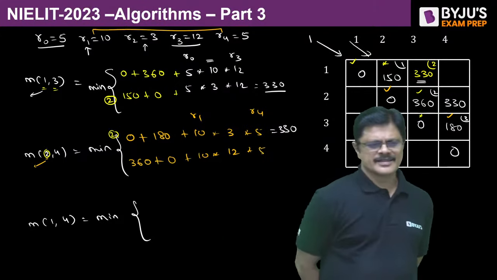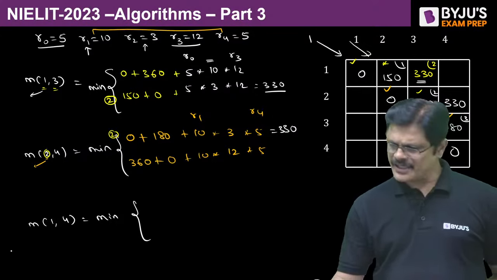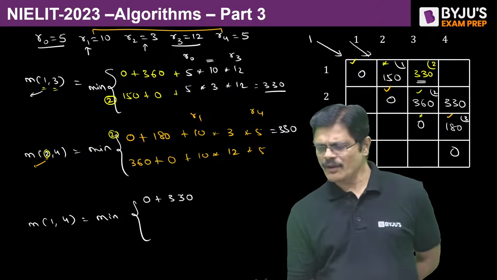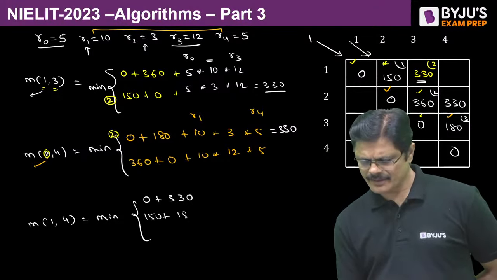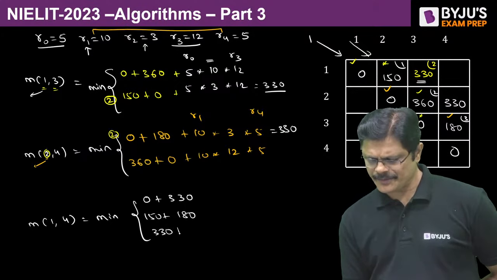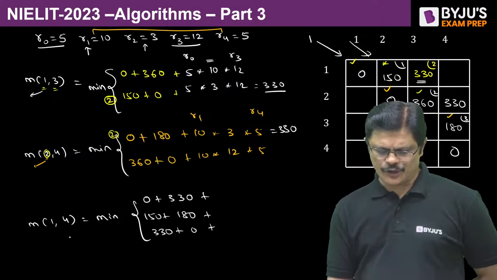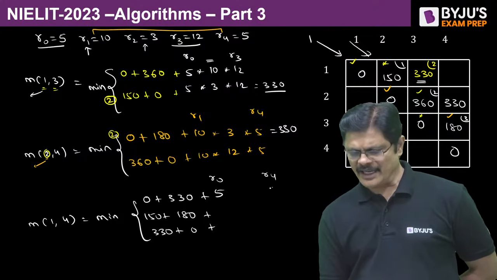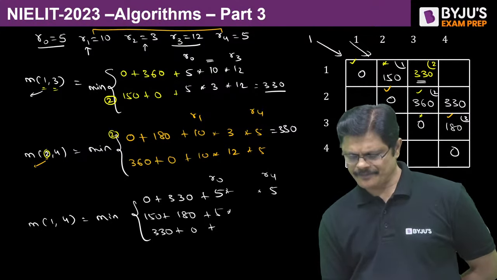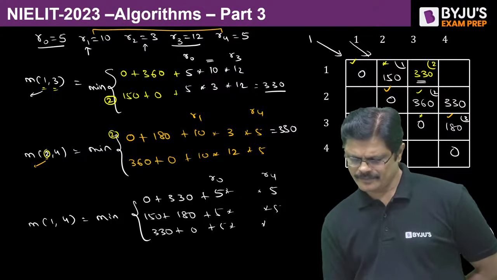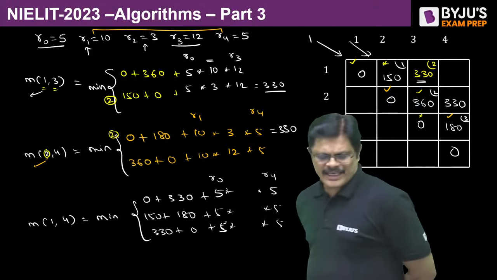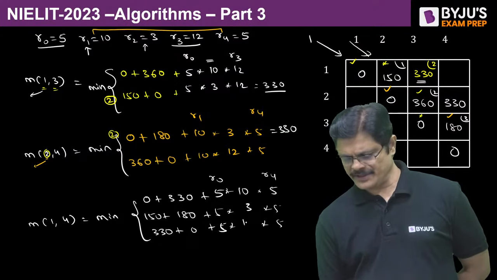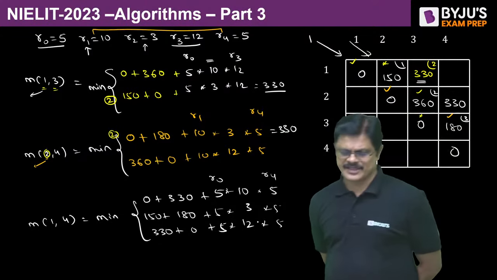Now the final answer, same story. Here you're going to consider 0 with 330, 150 with 180, and 330 with 0. And here the values of R which you are going to consider, this is 1 means R0 and R4 are fixed. That is R0 means 5 and R4 is 5. These two are fixed. And for the corresponding K value, you can take K1, K2, K3. You have to identify which one is smaller, my dear friends.